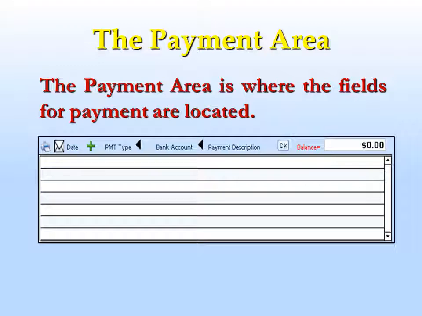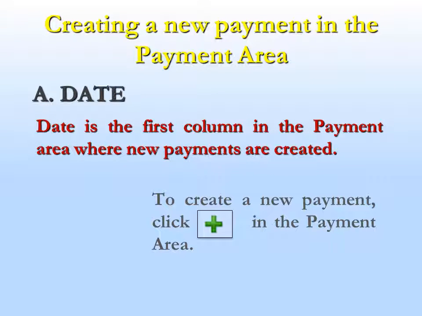The payment area is where the fields for payment are located. Date is the first column in the payment area where the new payments are created. To create a new payment, click the plus sign in the payment area.